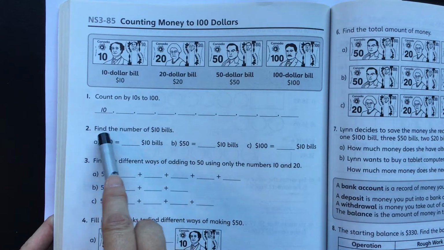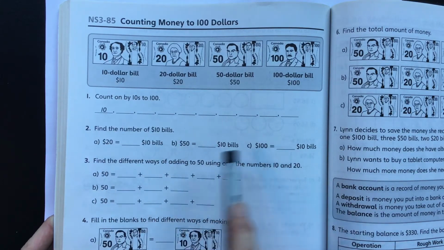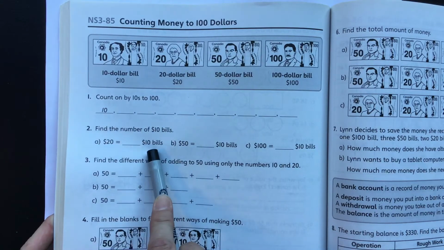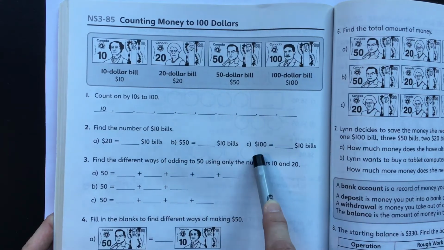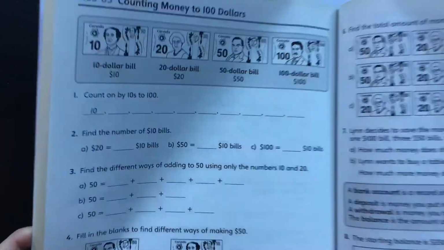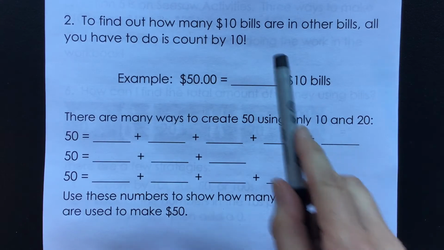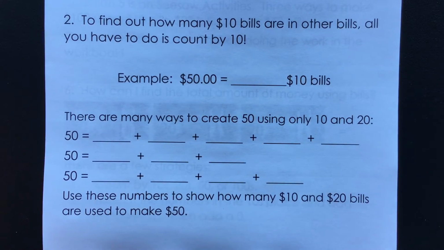Number 2 asks you to find the number of $10 bills in these different bills. In a $20 bill, how many $10 bills? In a $50 bill, how many $10 bills? In a $100 bill, how many $10 bills? Well, how are you going to do this? You are simply going to count by 10. That's right. Counting by 10 is an important skill when you're counting Canadian bills.